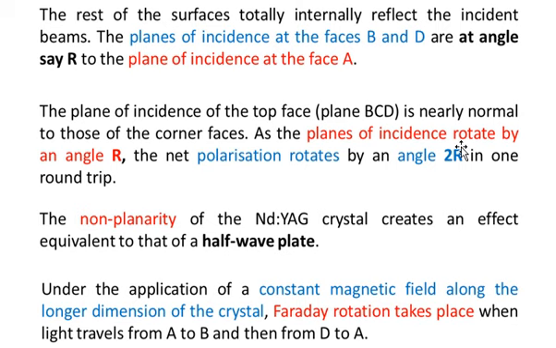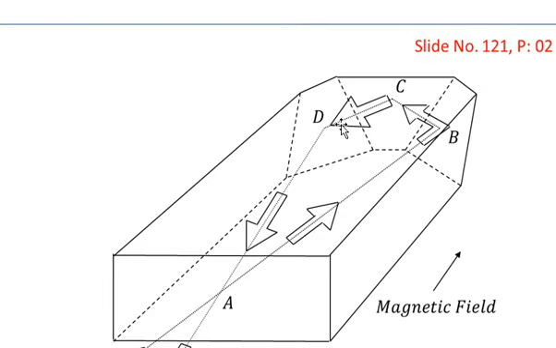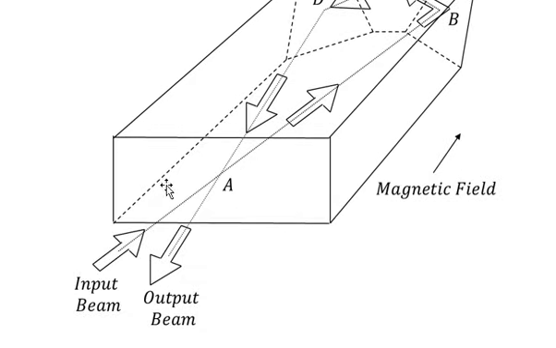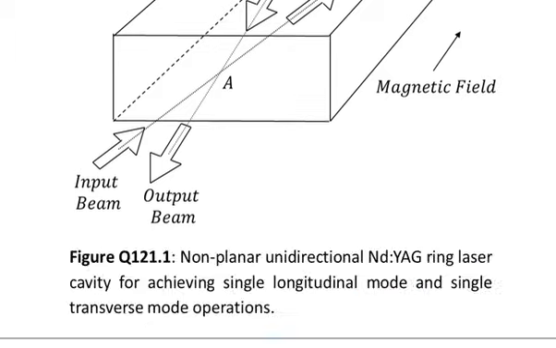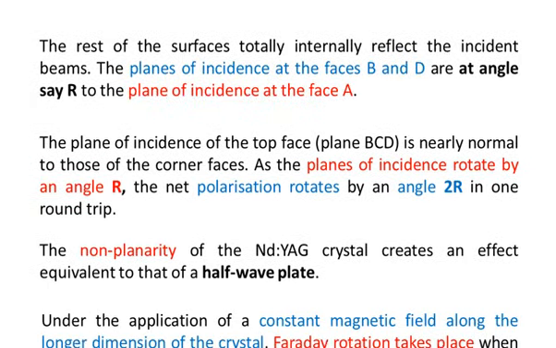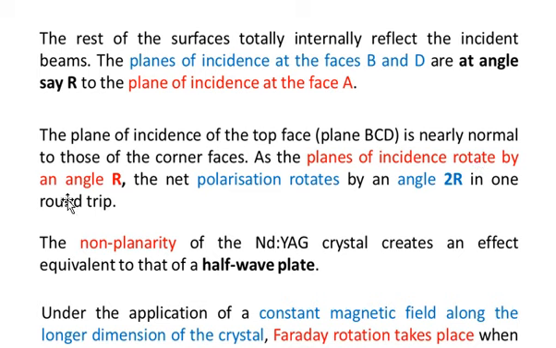As the planes of incidence rotate by an angle R, the net polarization rotates by an angle 2R in one round trip. So you see that, as said earlier, the planes of incidence at points B, C, and D are parallel, and all these planes are at an angle capital R with respect to the plane of incidence at point A. So as the plane of incidence rotates by an angle R, the net polarization rotates by an angle 2R in one round trip.